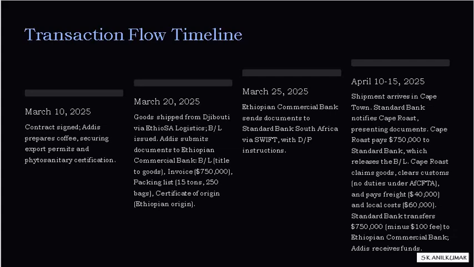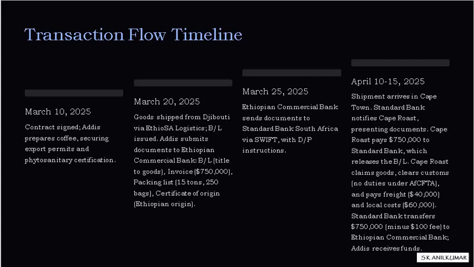In March, the contract is signed, and then goods are shipped via Ethio Logistics. The BL is procured and presented. The invoice is presented for some $750,000. The packing list shows 15 tons in 250 bags, each bag with its weight. Then the certificate of origin of Ethiopia is given.